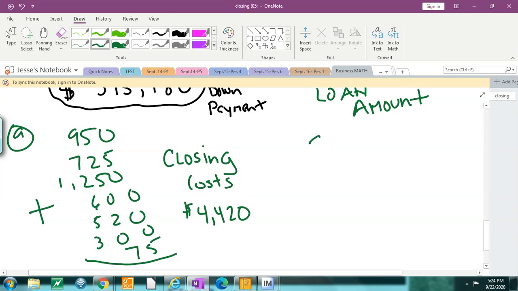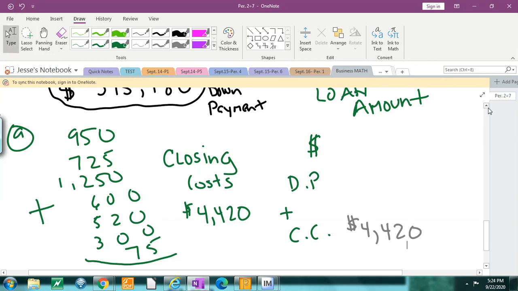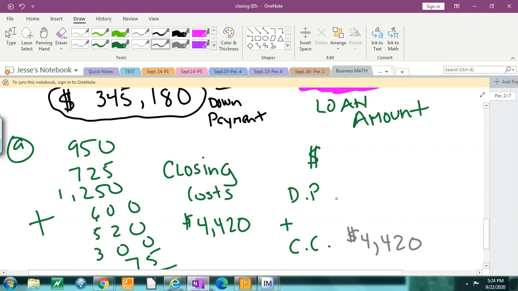So now, how much money do you need to actually buy the house? You need your down payment plus the closing costs. And remember, the closing cost was what? 4,420. All right, and then what's your down payment? Let's write it right there, 345,180. So when we add these, this is the amount of money that they're going to be looking for.